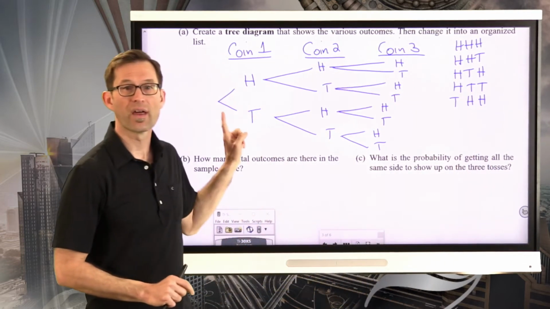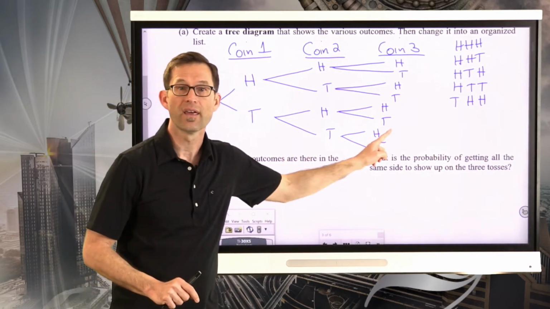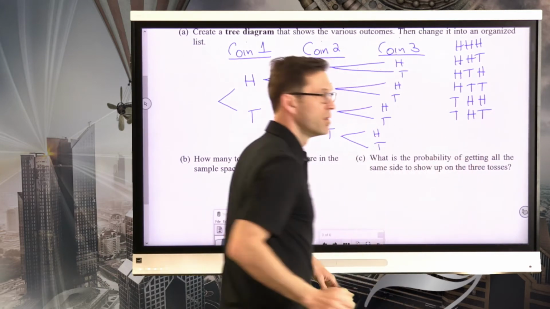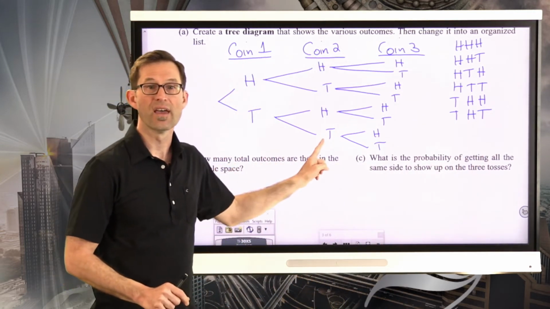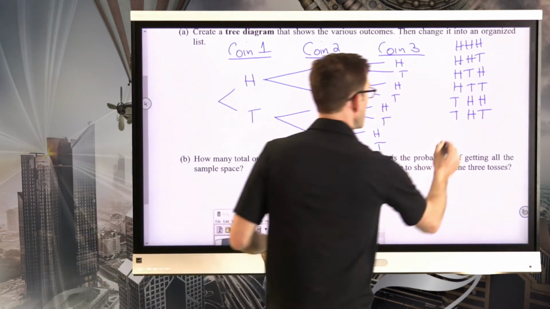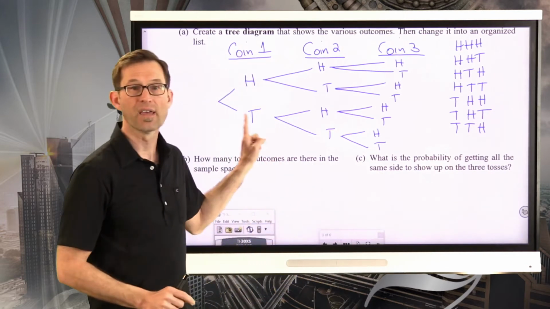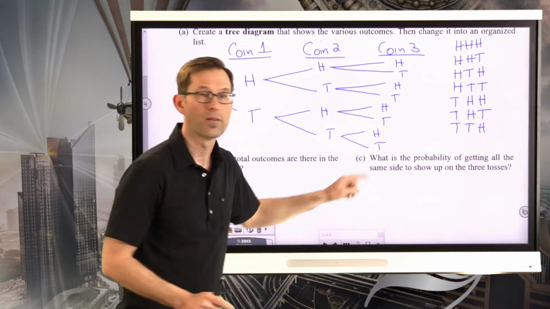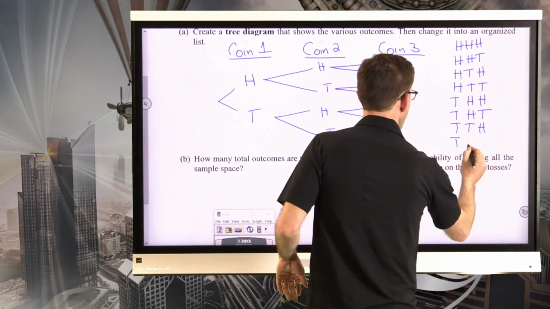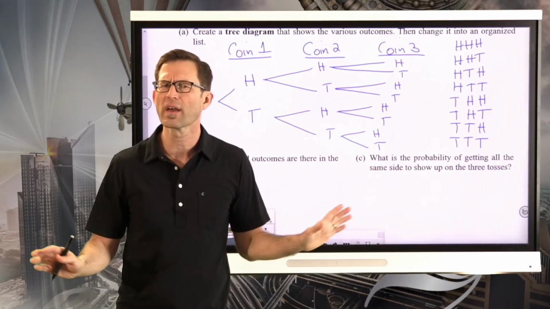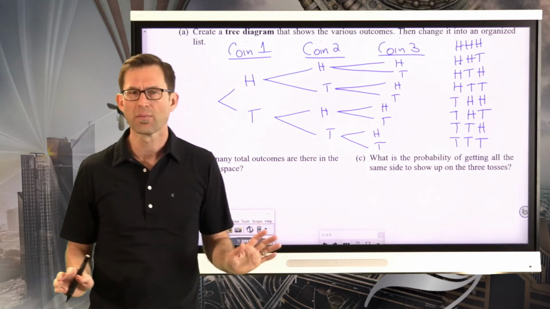Right? Then I could have a tail, a head, and a tail. Then I could have a tail, and a head. And finally, a tail, and a tail. All right, and there's my organized list. That's everything that can happen. Everything that could possibly happen, right?